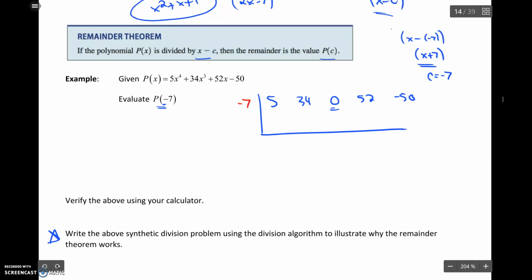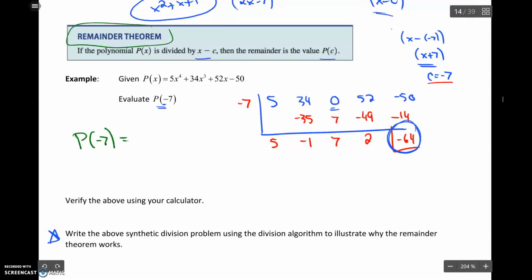So I'm going to evaluate this at negative 7. I'm going to divide out an x plus 7, but my c value is negative 7. Do the synthetic division. Drop down the 5, multiply, add, multiply, add, multiply, add, multiply, add. So this is my remainder. And according to this theorem, my remainder is my function evaluated at negative 7. So I just plugged in negative 7 into this and calculated and got negative 64.